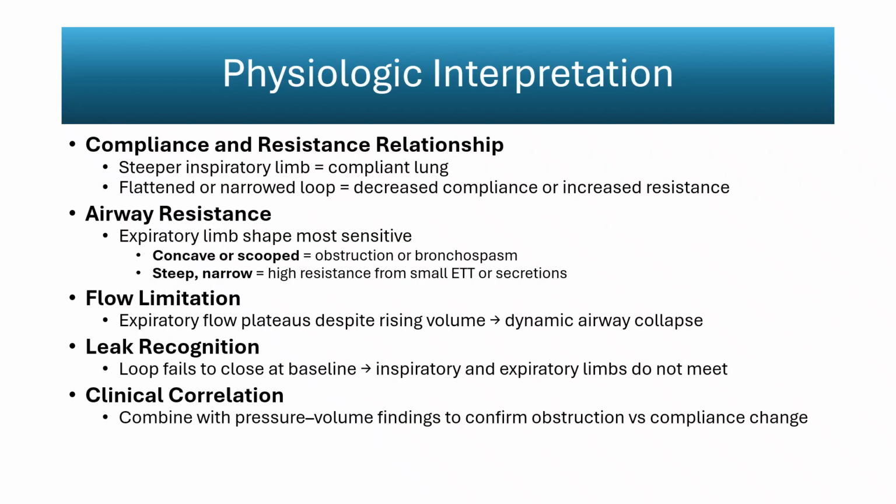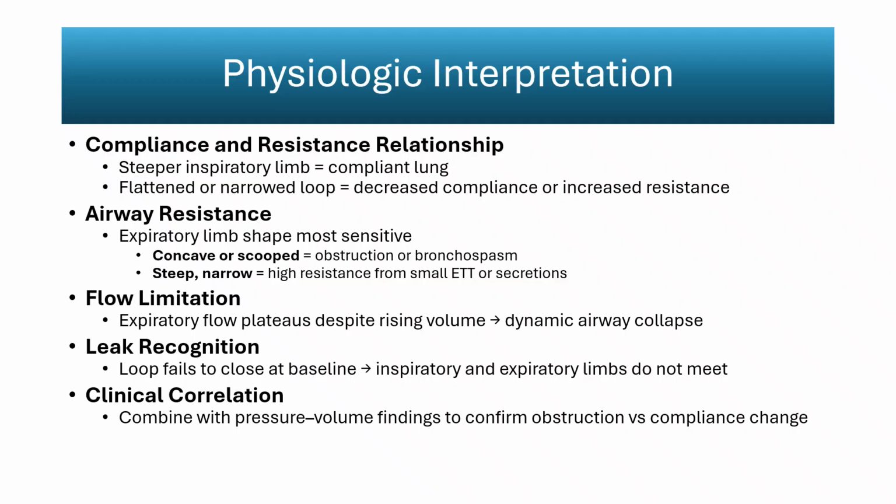The slope and contour of the flow volume loop reflect how compliance and resistance shape each phase of the breath. When the inspiratory limb is steep, the lung is accepting flow easily, indicating good compliance. When the limb appears flattened or narrowed, greater pressure is required to generate flow, which reflects either decreased compliance or increased resistance. The expiratory limb is especially sensitive to airway resistance.